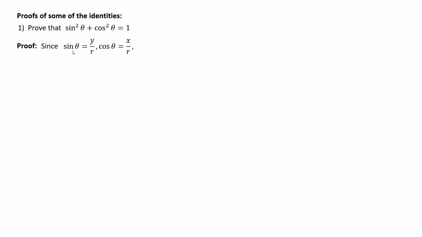Okay, all right. So sine theta is y over r, cosine theta is x over r. So sine square theta would simply be this y over r, the quantity square. Cosine square theta would be x over r, the quantity square. So we get y over r, the quantity square, plus x over r, the quantity square. Isn't the denominator r square common for both of them? So we can easily add the fractions and we get y square plus x square over r square.